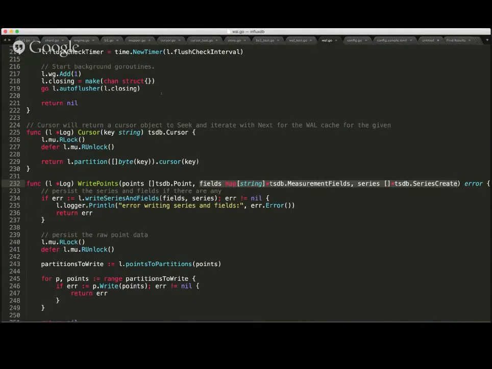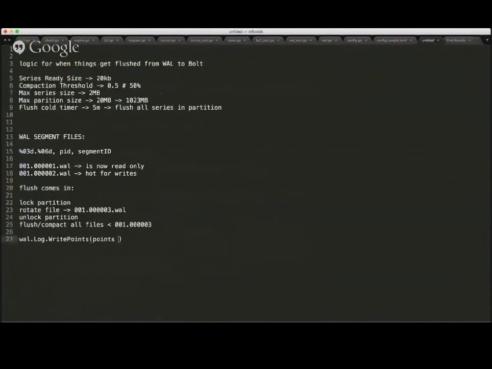So if there are new series or new fields being defined, the WAL will write new series and fields to a meta file that looks kind of like that. And this is on a separate flush and compact timer than everything else. By default, it's once every 10 minutes. This data is already kept in memory anyway. The WAL doesn't keep it in memory, it just flushes it out to the file. Every 10 minutes, if that file is there, it'll rotate to a new meta file and write out to the engine, write out to Bolt. Also, on startup, it will flush any meta files in the WAL to the index.